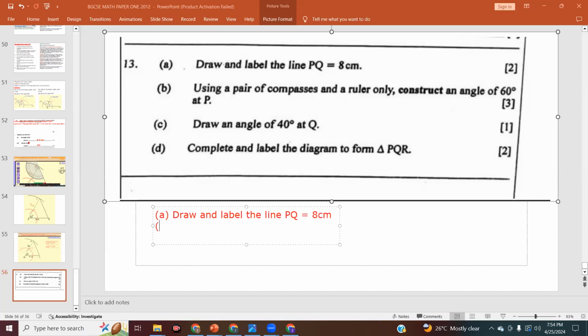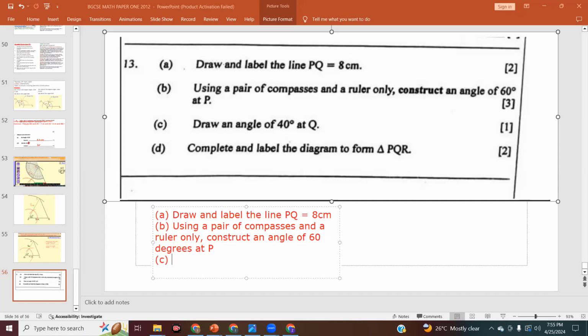B, we want to, using a pair of compasses and a ruler only, construct an angle of 60 degrees at P.